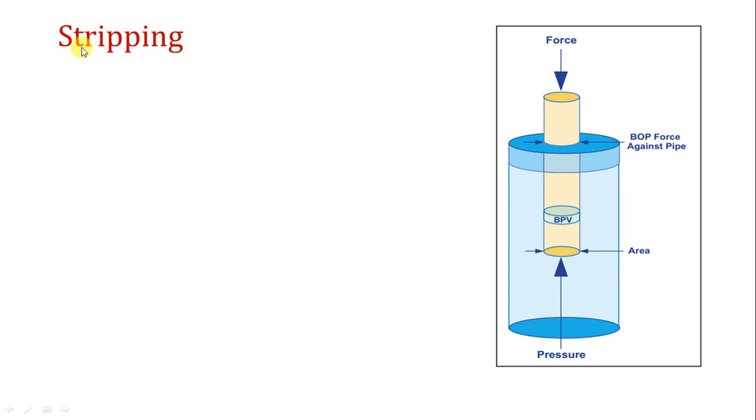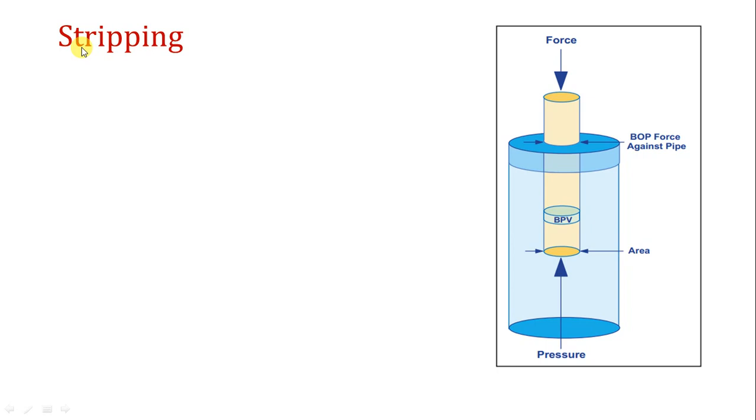Another issue is called stripping. What is the meaning of stripping? Stripping means once you pull out, for example, 10 stands, 30 stands, something like this, and you get a kick, so the kick is below the string. So you have to run in hole again with the drill pipe until you reach the bottom and make circulation or start killing the well again.